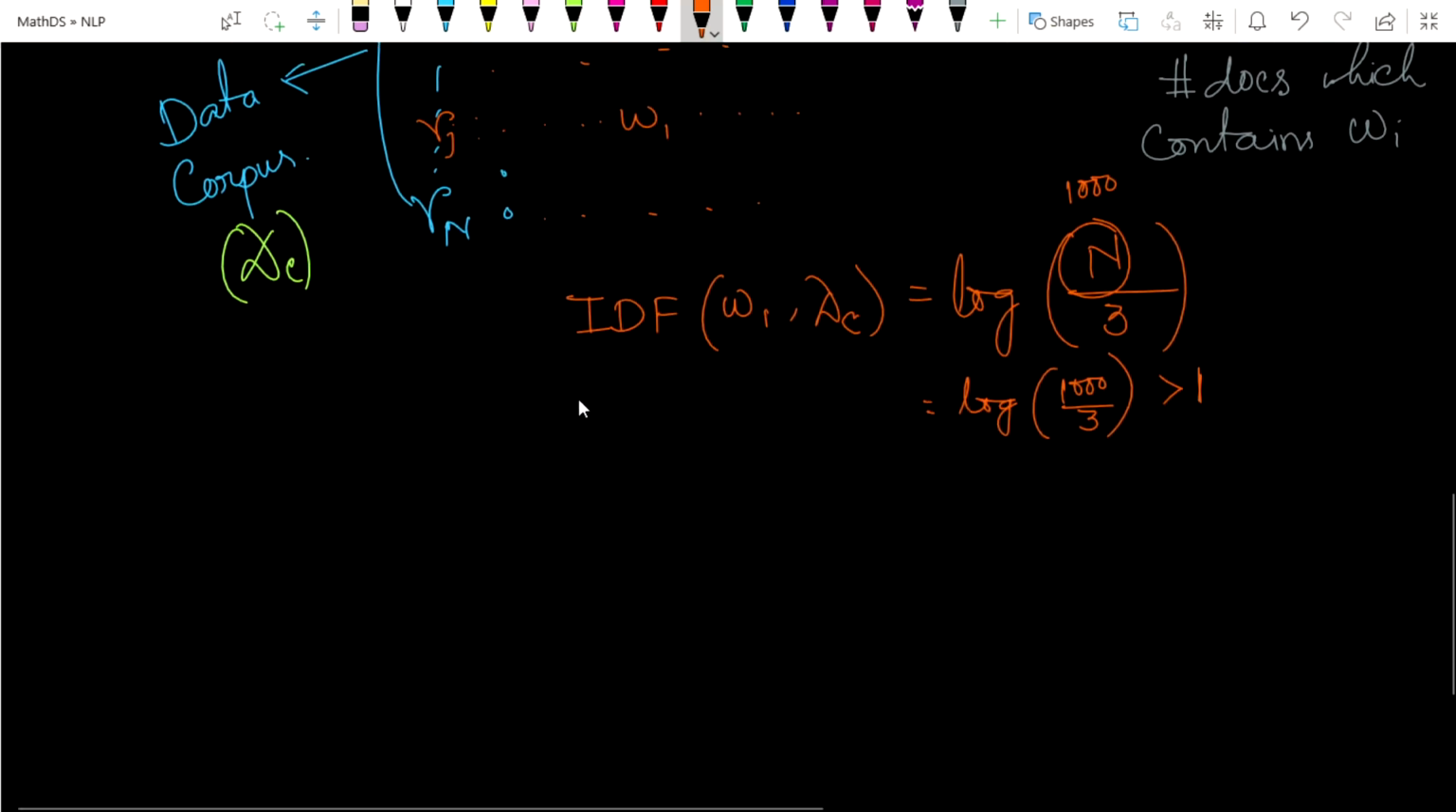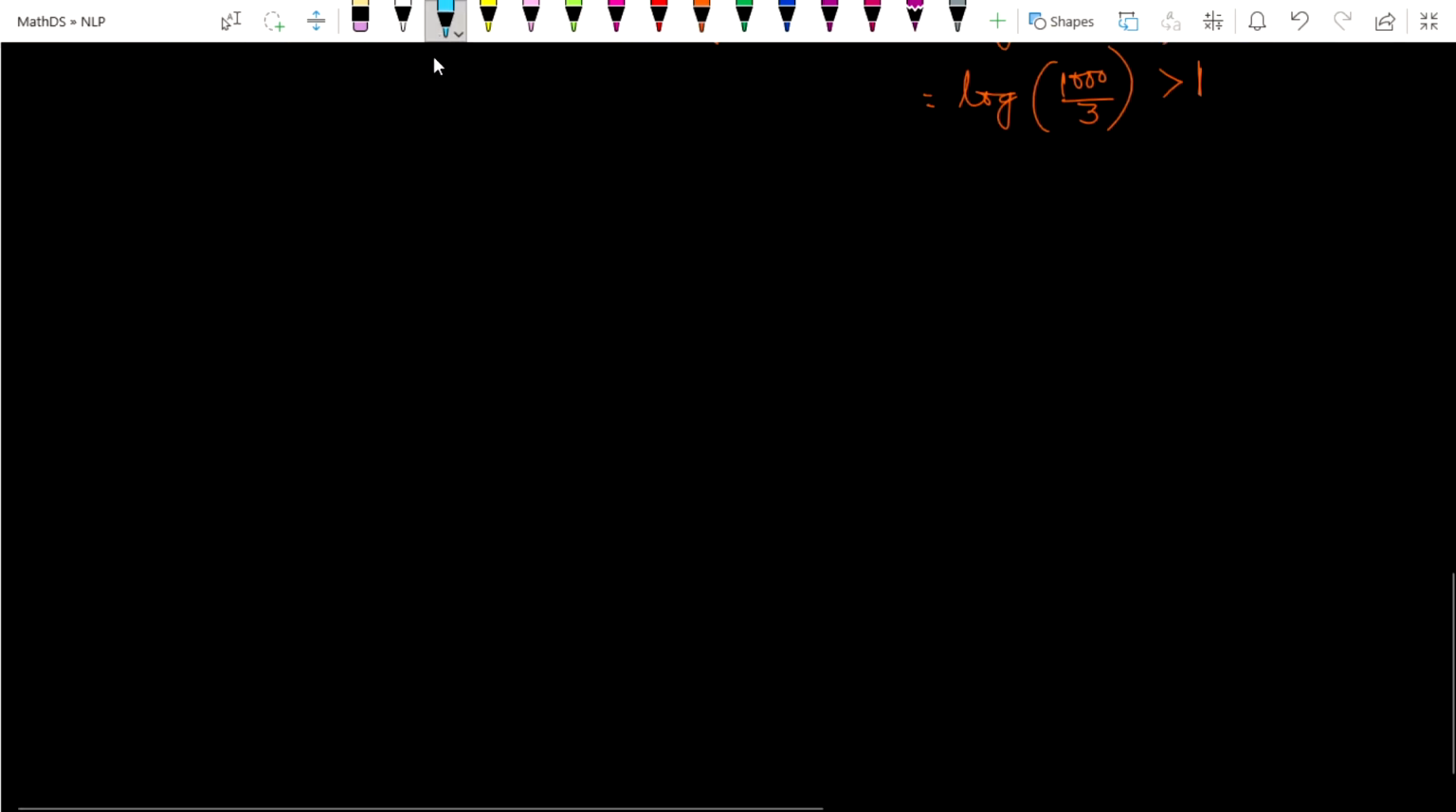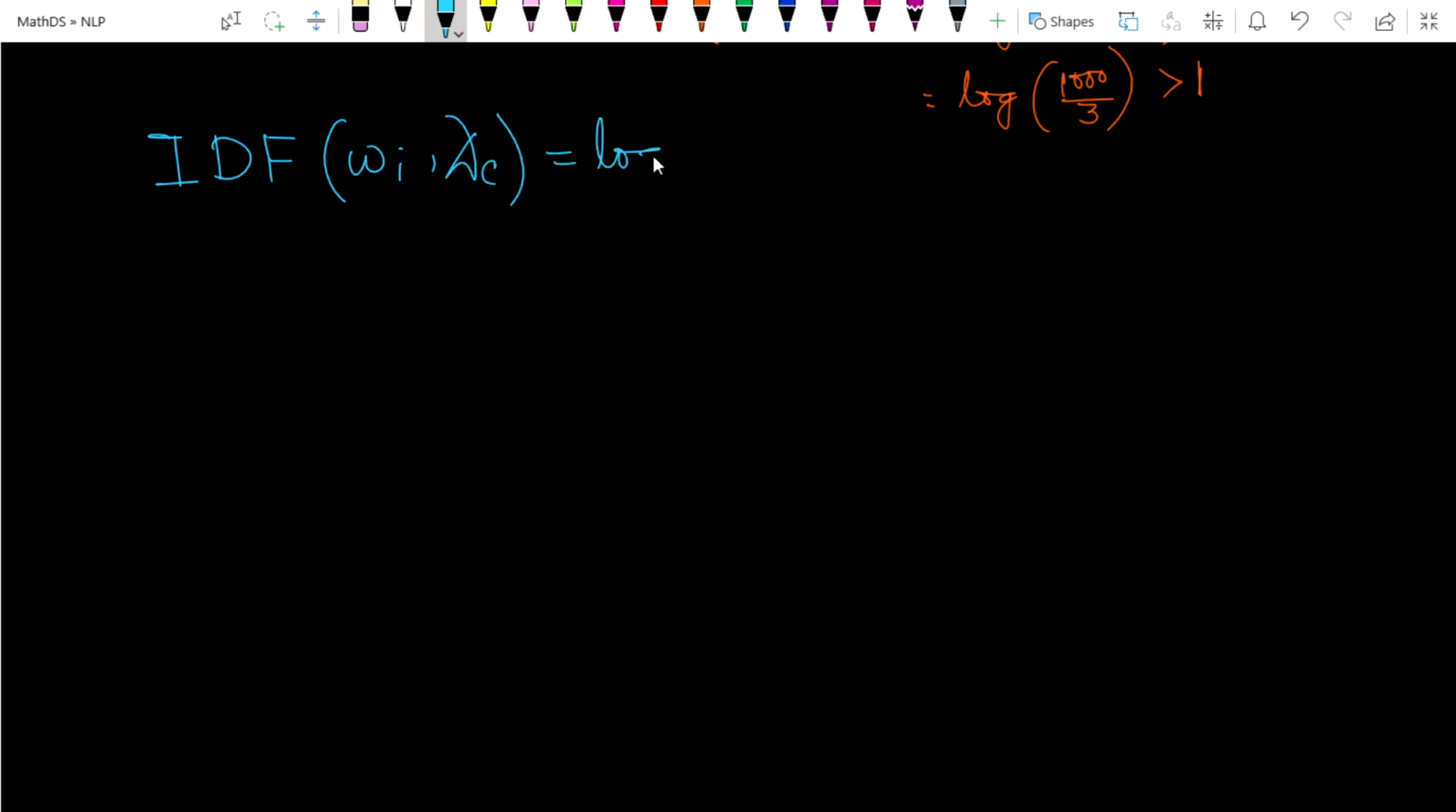So let's see what this beautiful formula actually is. What we have learned is that the formula of IDF for a particular word wi and the whole corpus DC is log of N by ni. We have seen it.